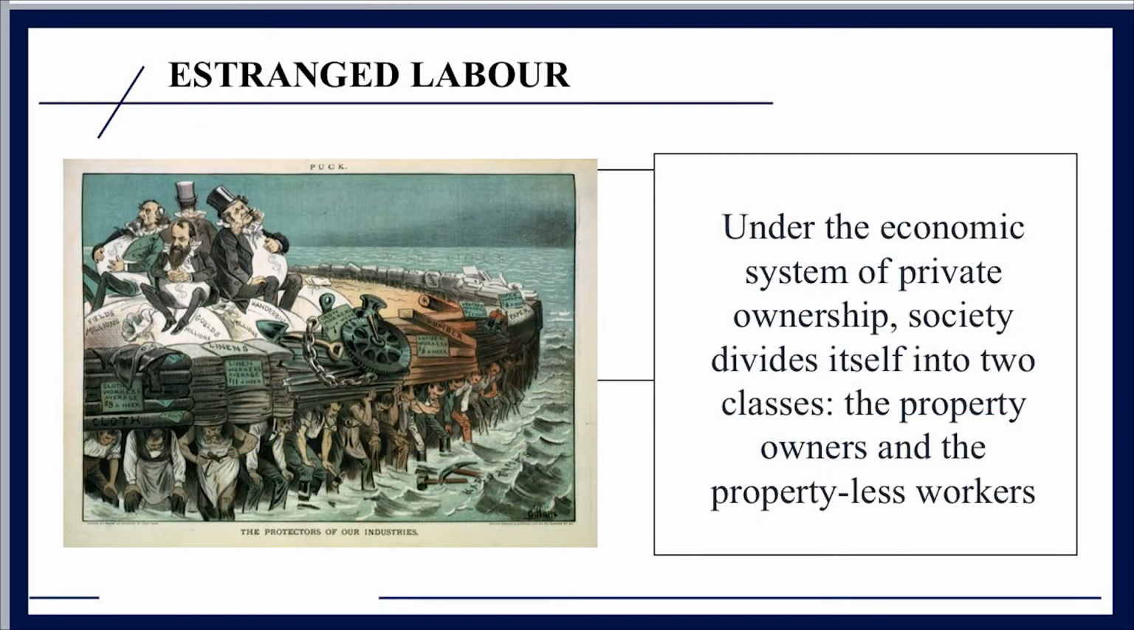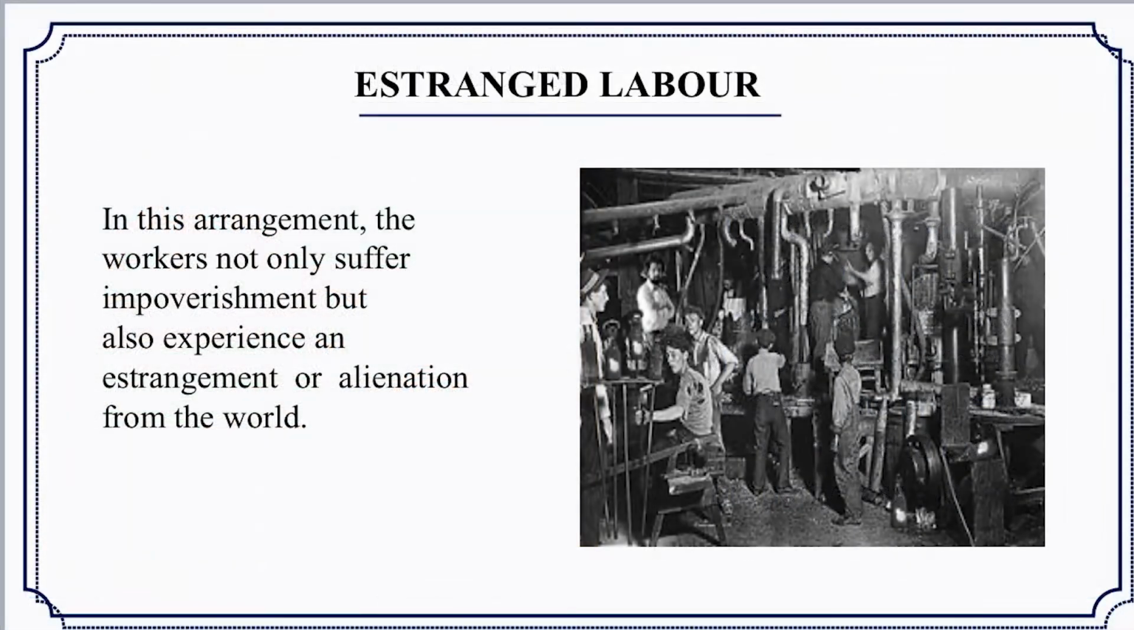Under the economic system of private ownership, society divides itself into two classes, the property owners and the propertyless workers. In this arrangement, the workers not only suffer impoverishment but also experience an estrangement or alienation from the world.